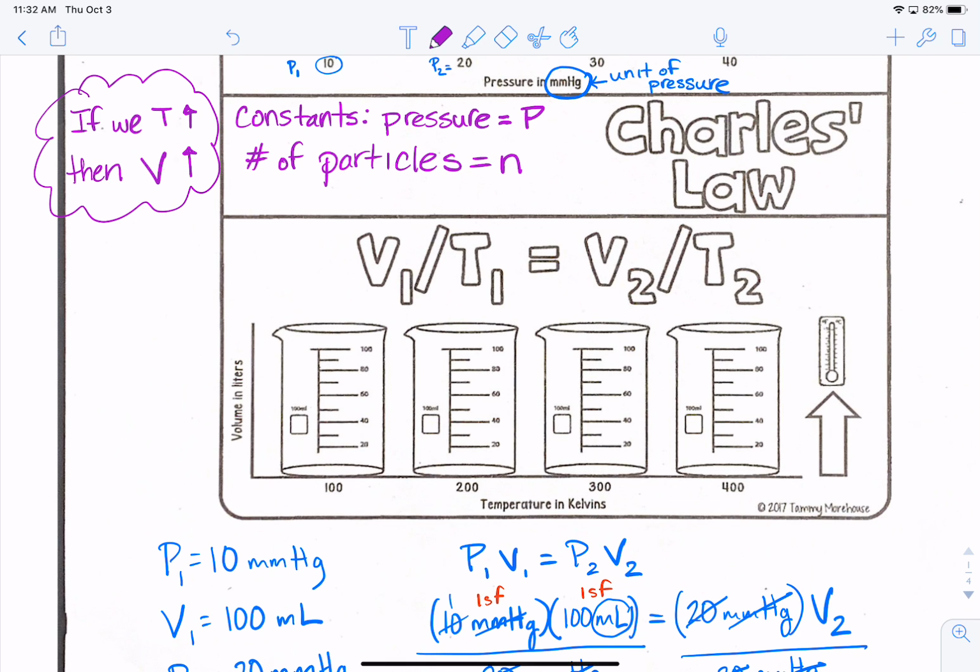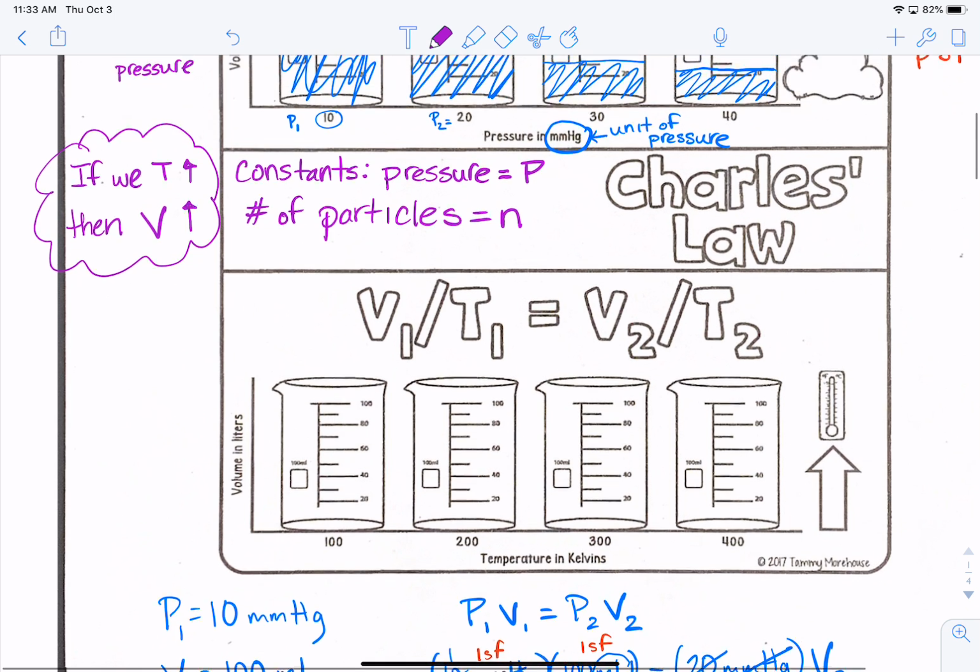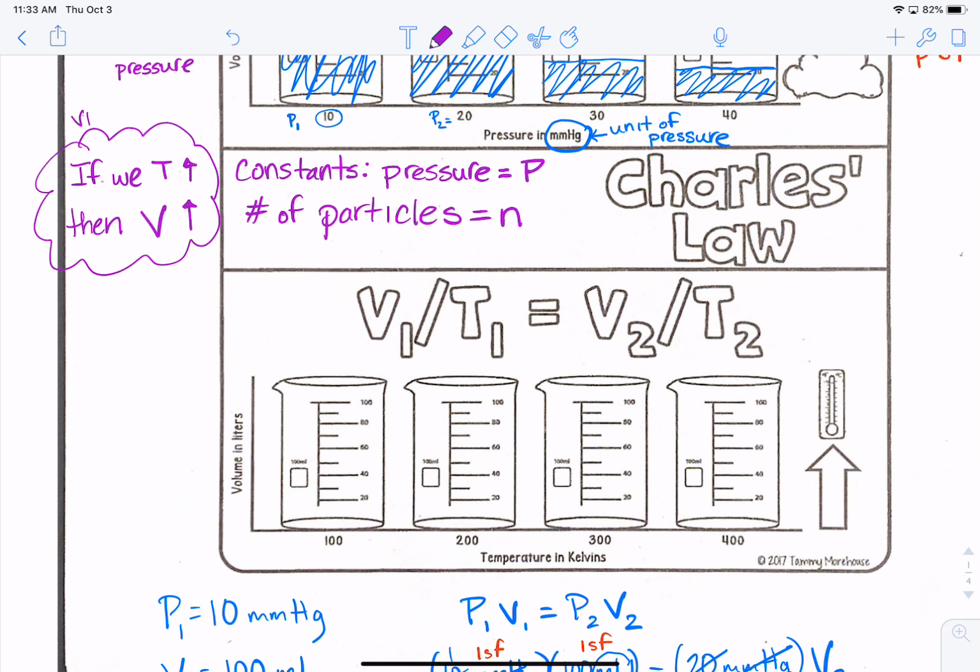Remember the can? It was nice and warm. We decreased the temp in the ice bath, and what happened to the volume of the can? It crushed. So it decreased. So we saw that as well. This type of relationship, we call this a direct relationship.